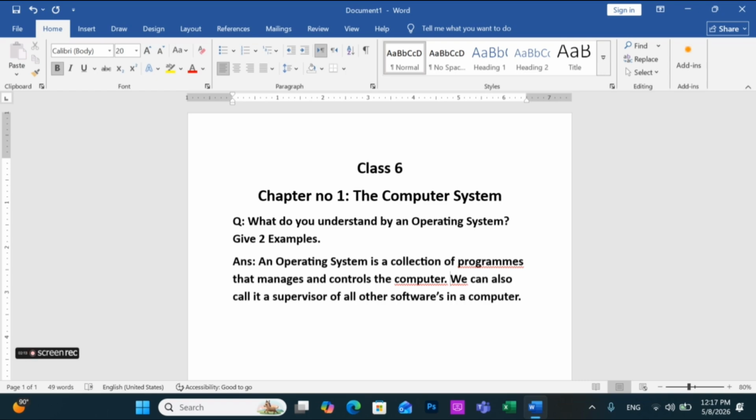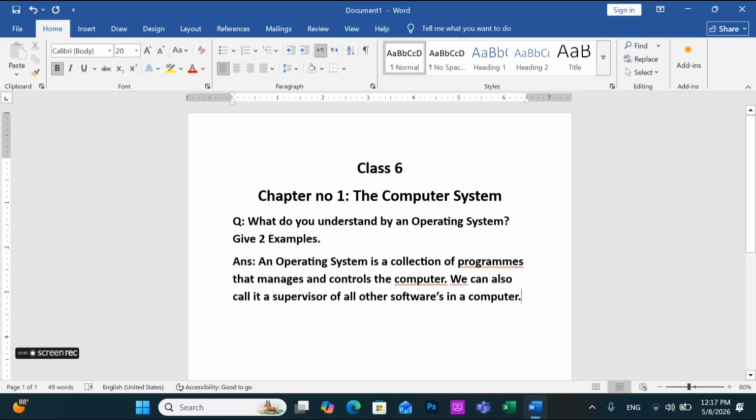and who will supervise your classroom? Your teacher. Okay, so your teacher is a supervisor. So that's why you can take this example. As a teacher, as a supervisor, we have to manage all the programs, all the students. So that's why we can say that the teacher is an operating system that manages all the programs. With the help of this example, you can understand the meaning of operating system. So basically, an operating system is a collection of programs that manage and control the computer. So that's why it is also known as the supervisor of the computer.